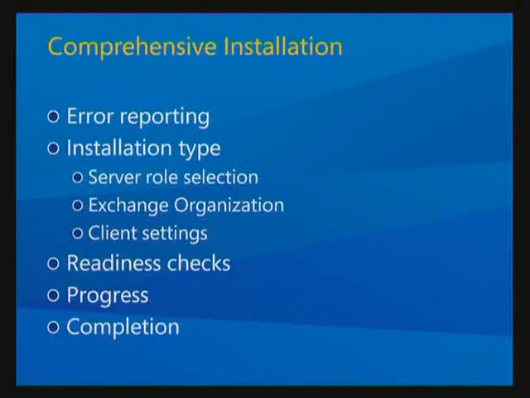Then you'll go through your installation type, you'll choose the server roles, and you'll choose whether this is a brand new organization or if you're joining an organization. You'll choose client settings. It's going to ask you if you have Outlook 2003 or earlier in the organization, and it asks you that because if you say yes, it'll create the public folder database that that version of Outlook needs for availability, for offline address book, and so forth.